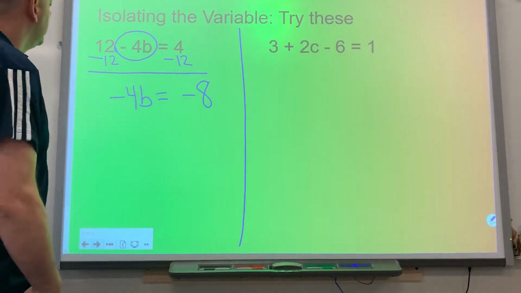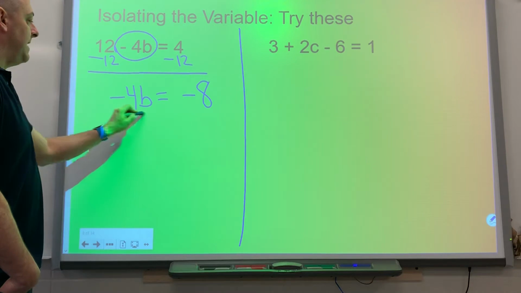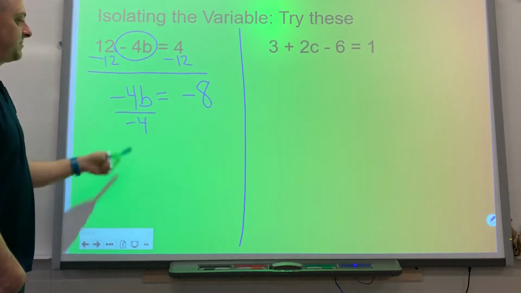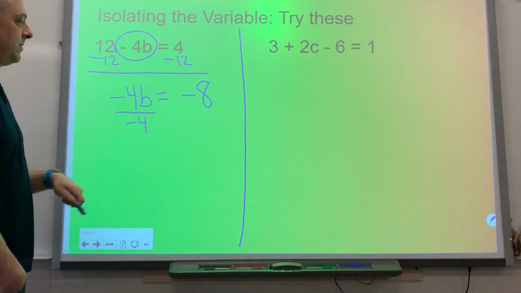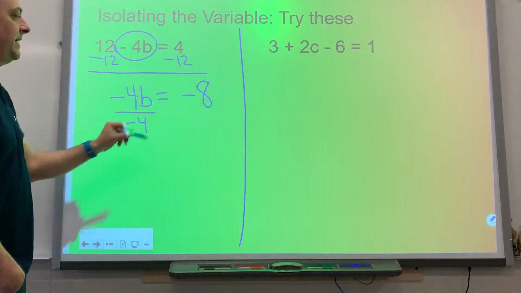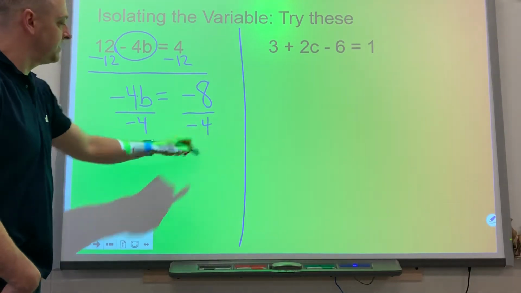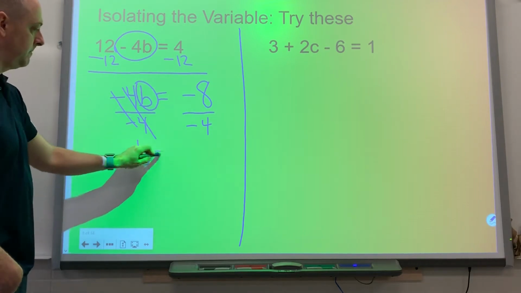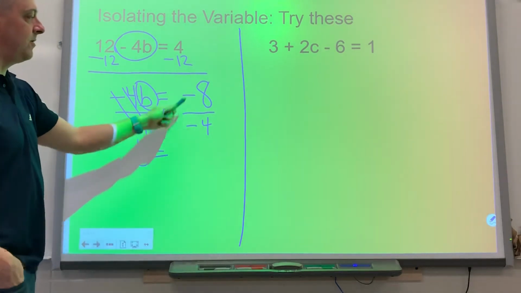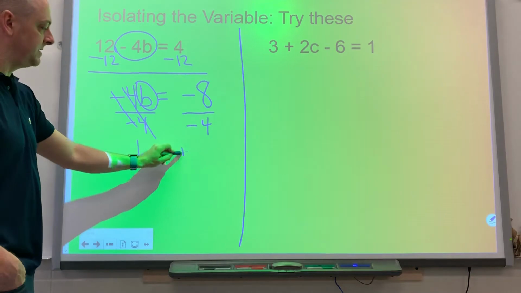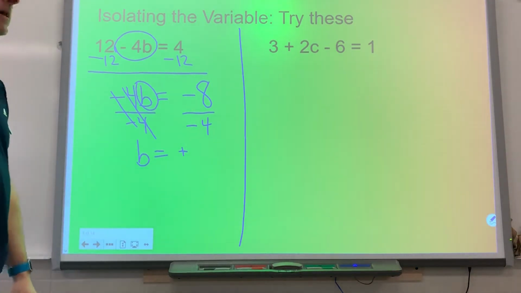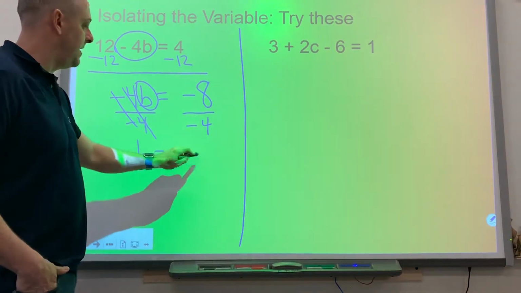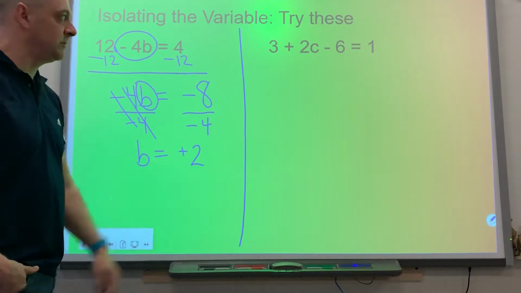Okay? We need to divide by negative 4 on both sides because right now this is b times negative 4. So the opposite function would be to divide by negative 4. We'll divide by negative 4 on both sides. This cancels out and leaves us with b. Negative 8 divided by negative 4, and negative divided by a negative is a positive, which we learned in the previous chapter, and 8 divided by 4 is 2. So now we know that b equals 2.